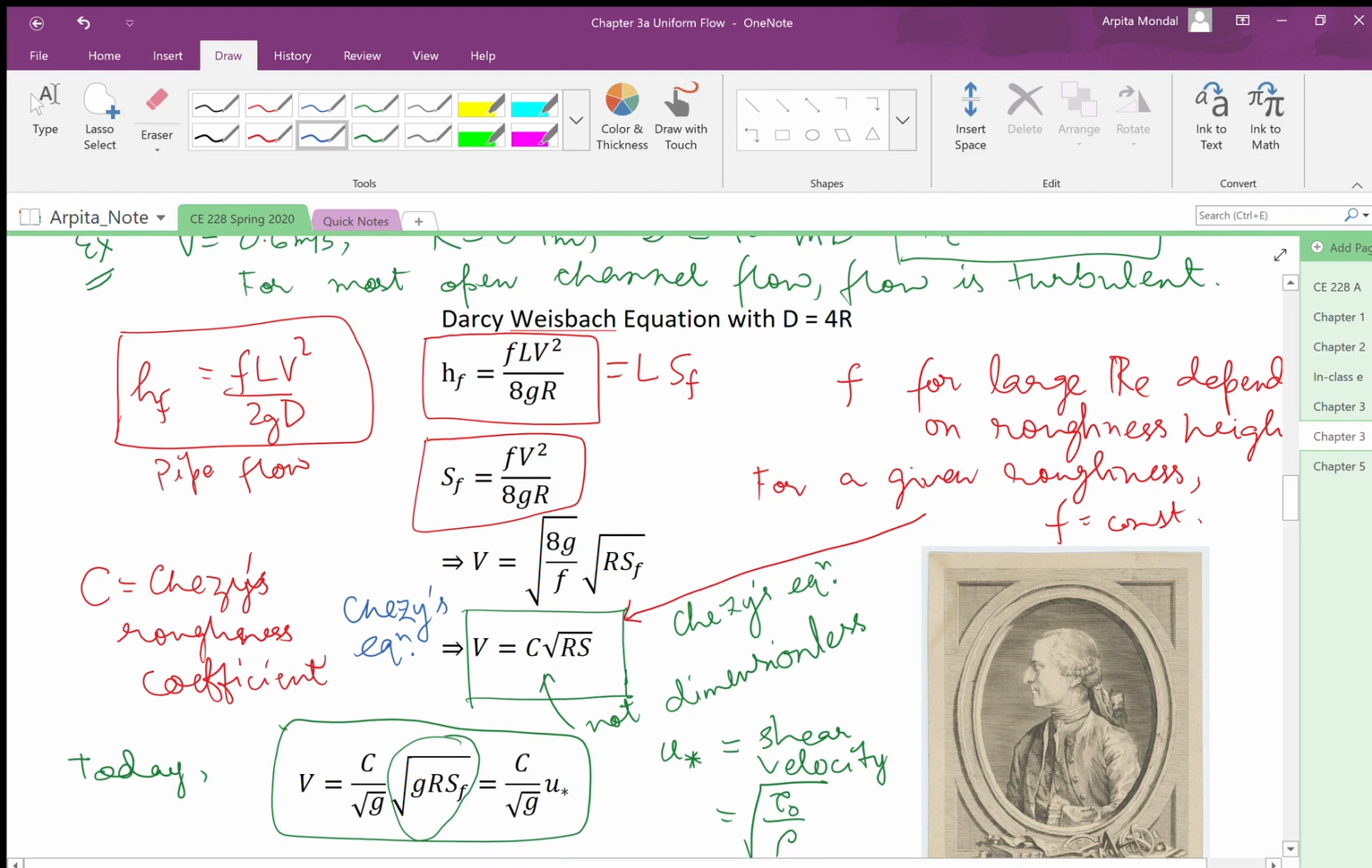Now note here that although the original empirical formula proposed by Chezy was for uniform flows, the Chezy's formula is actually applicable both for uniform as well as non-uniform flows. So in order to apply this for non-uniform flow, we need to replace the S with SF. So we write V equal to C times square root of R times SF for non-uniform flows.